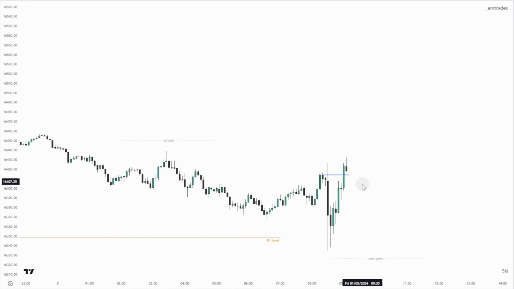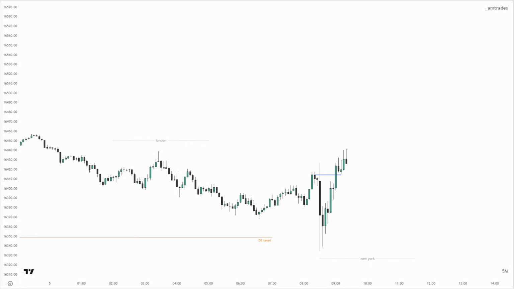Here we have a change in state of delivery on the 5-minute chart, which offers as an entry and a confirmation of this New York reversal, knowing that we should not return back to this low.